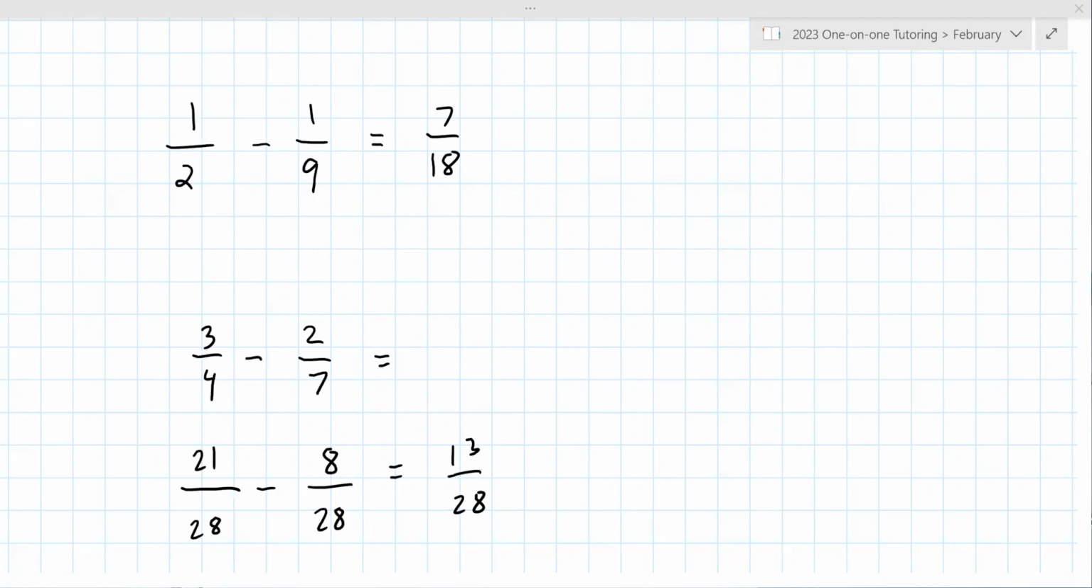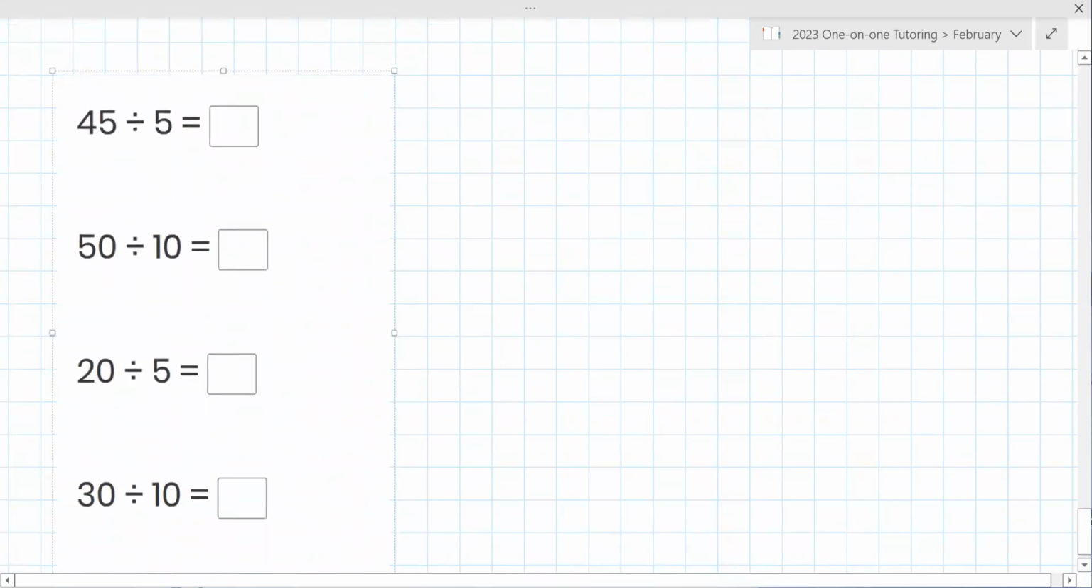So let's just start with some quick division, and then we'll move into our lesson today. These are just a couple of practice problems to warm up with. So if you could give me the answer to these, I would appreciate it.